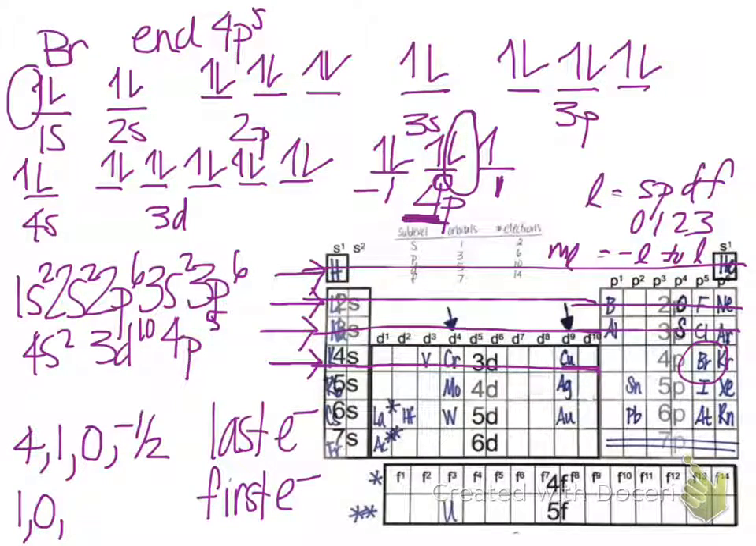0. If this number is a 0, what does the next number have to be? A 0. You can't have a negative 0. You just have another 0. And it's up, so it would be positive half. Okay? Is it making a little bit more sense?